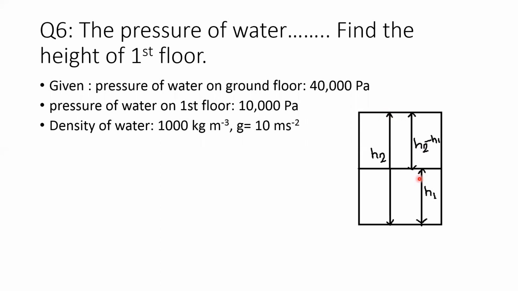When it is kept on the ground floor, the height to be considered is H1. When it is kept on the first floor, the height to be considered is this entire height H2. But we have to tell only the height of this floor. This much height we have to tell. So first we calculate H1, then we calculate H2, then we subtract H1 from H2. So we'll get the height of the first floor. Okay, so try to solve it.